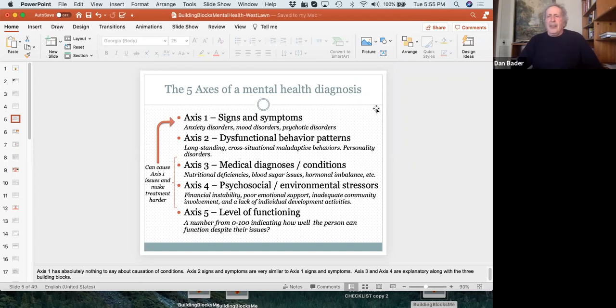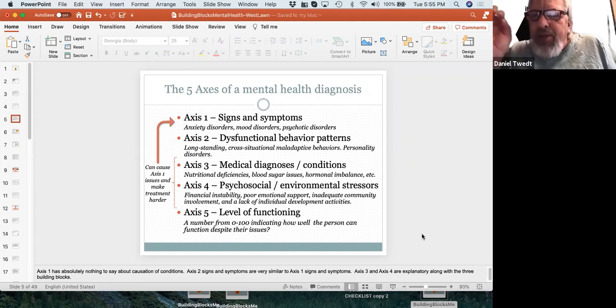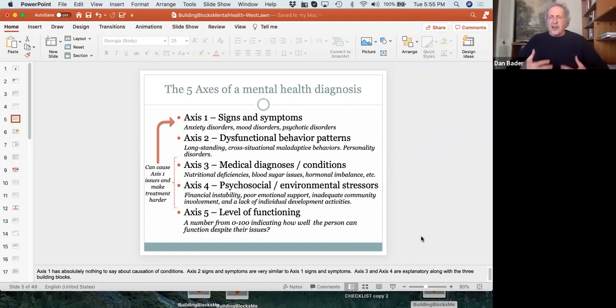Yeah, Daniel. Hi, Dan. Are these listed in priority, or is there any priority involved with the 1 through 5? I mean, is there like 1 most important and 5 least important, perhaps? Well, I guess you could say, from a professional point of view, from a psychiatric point of view, axis 1 is the game. Because if you want to get insurance reimbursement, you're going to have something up on axis 1.